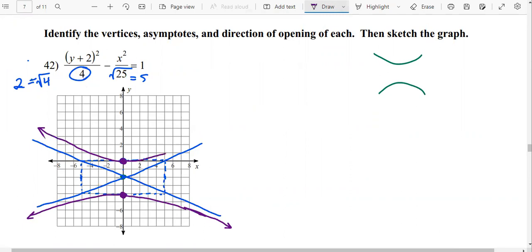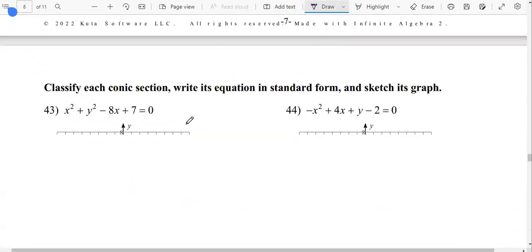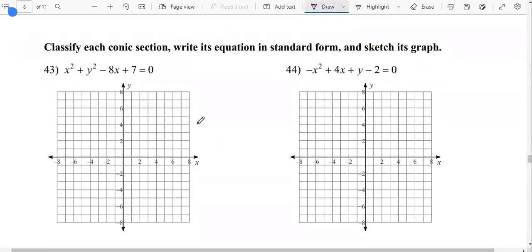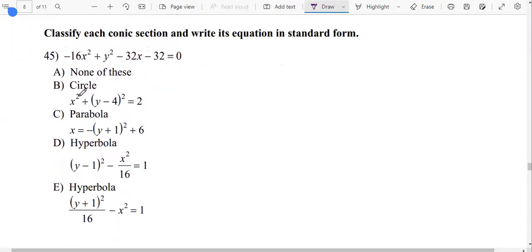That was a bad line. They're going to be something like that. And we can live with this as our opening, or as our graph of the hyperbola. Alrighty. Now, that was a little Kermit the Frog kind of action.